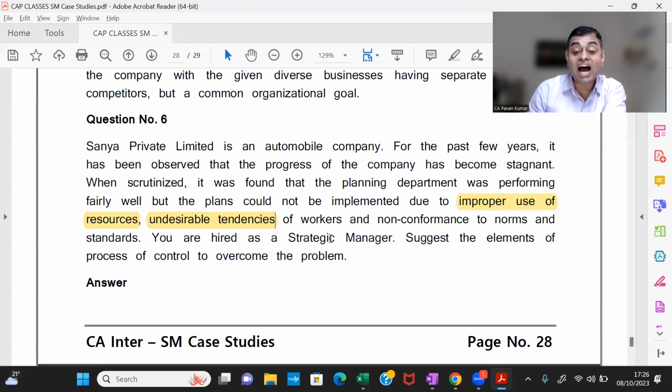Improper use of resources. Undesirable tendency. Non-conformance to norms and standards. Basically, they are saying that employees are shameless. But you cannot tell. If you tell employees are shameless, they will put one red flag, black flag, green flag, and they will pull management onto the roads. But basically, they are not using resources properly.